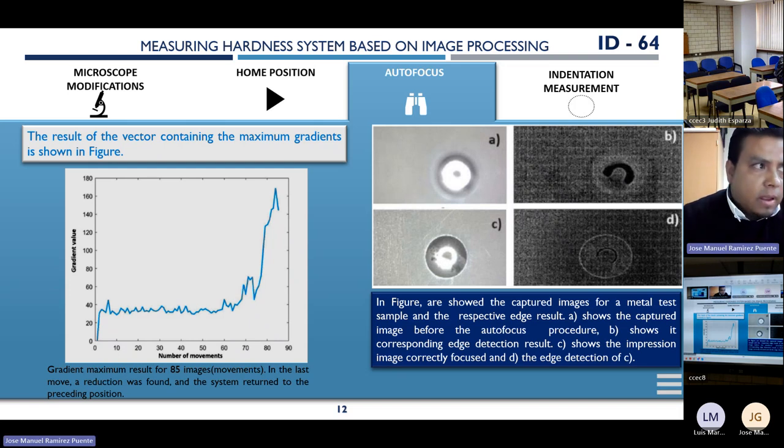The graph shows the maximum gradient values. In the last movement, a decrease in the gradient values was detected, prompting the system to return to the previous position. Figure A corresponds to the focused image and its respective edge. Figure C corresponds to the focused image and its respective edge.